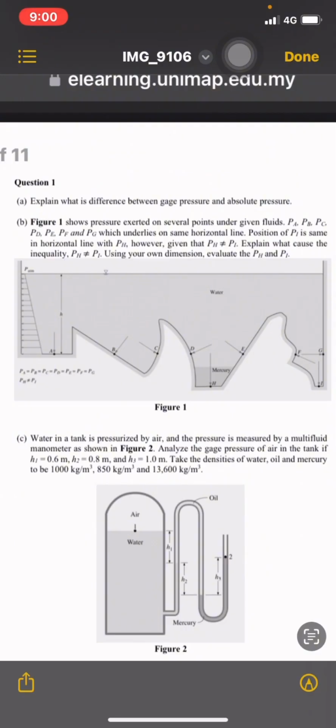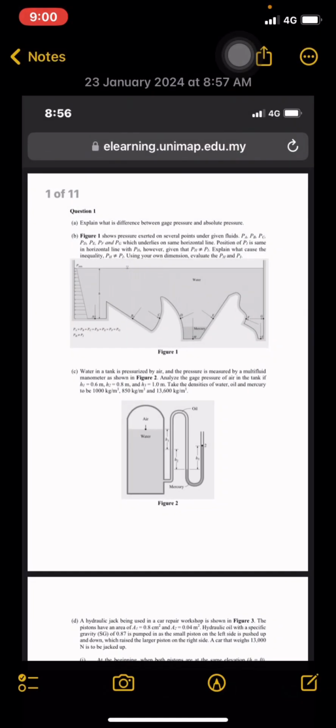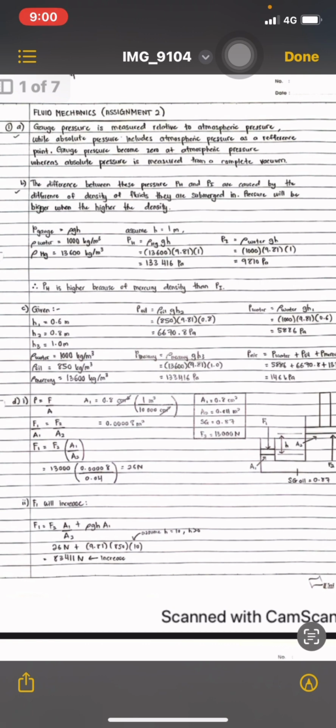The next question asks: show the pressure exerted on several points under the given fluids, which lie on the same horizontal line. The position of Pi is the same in the horizontal line as pH. However, given that pressure H is not the same as pressure I, explain what caused the inequality of this pressure using your own dimension. My answer is that the difference between pressures pH and Pi is caused by the difference in density of the fluids they are submerged in. Pressure will be bigger the higher the density.